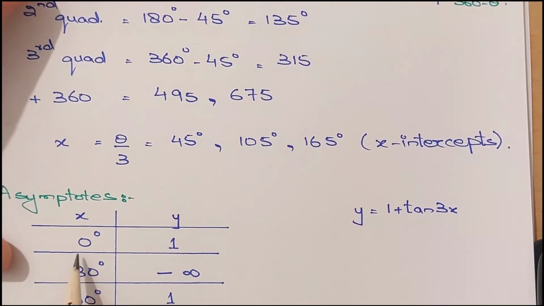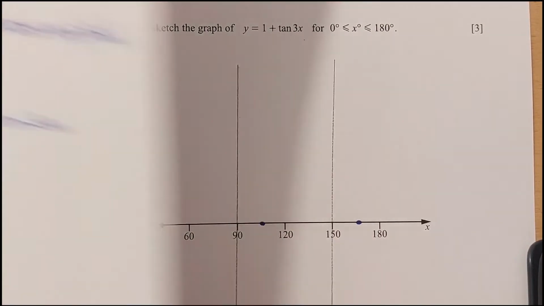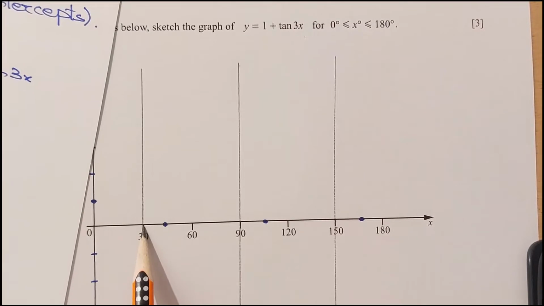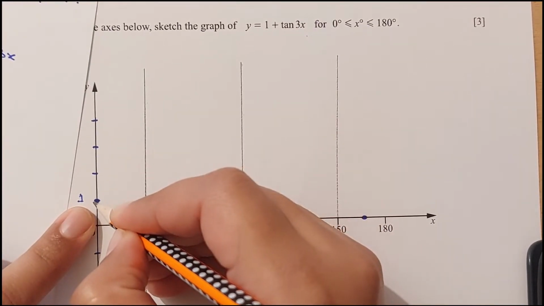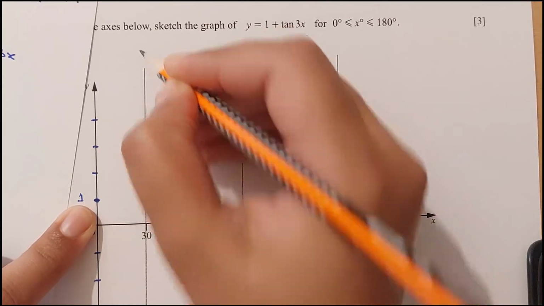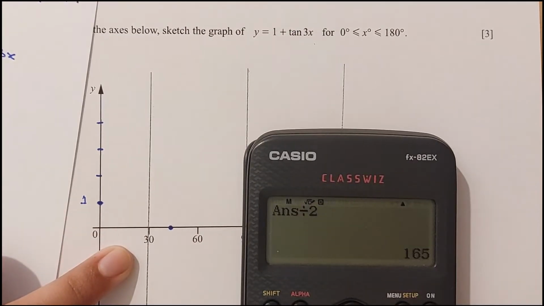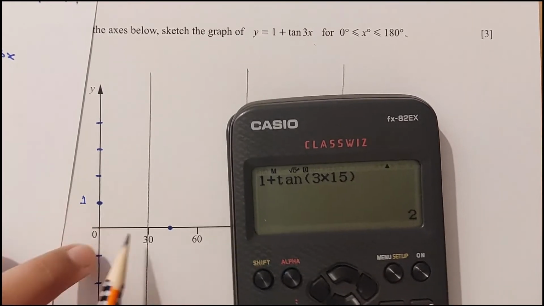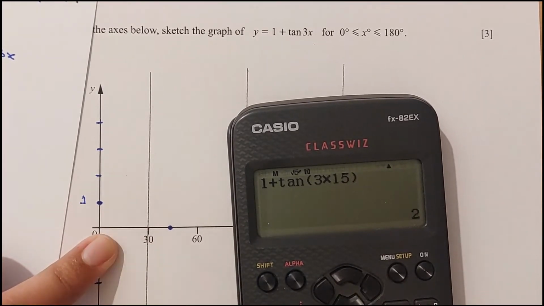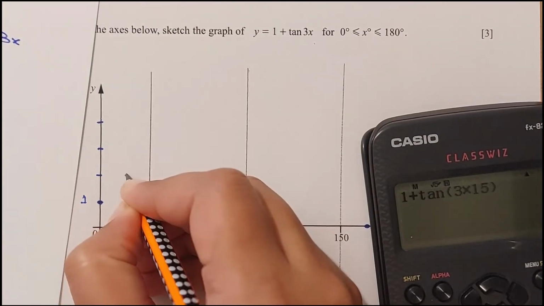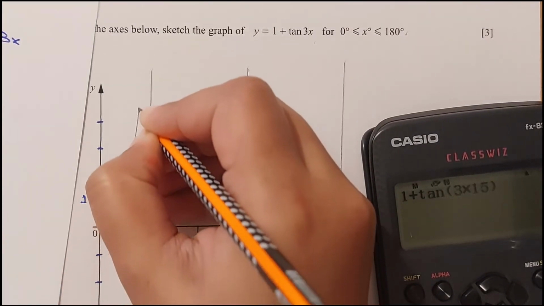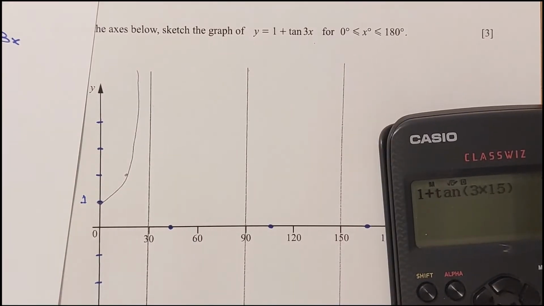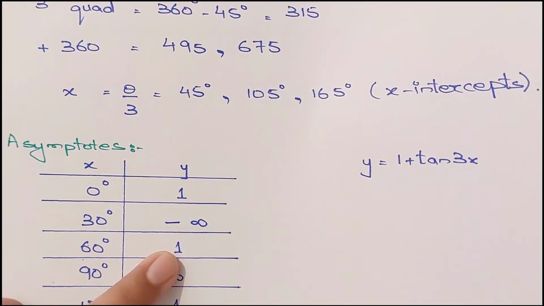So the first point is when x is 0, y is 1. This is already done. When x is 30, this is an asymptote, right? So now we have to check that at 1, is it decreasing or increasing before 30? Let me put x at 15. So 1 plus tan 3x. If I check at x equals 15, this is 2. So when x is 15, the y value is 2. So it means it is an increasing type of curve. Okay, now the next point at 60, it is 1.